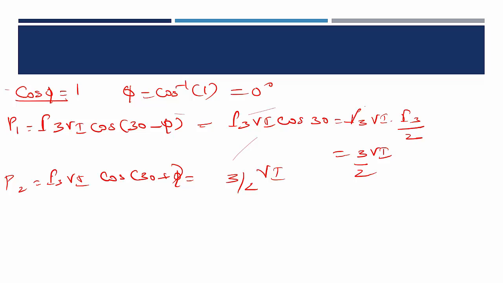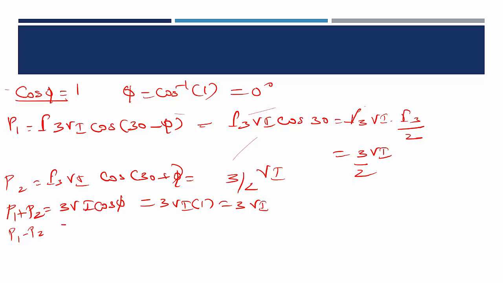Okay, so what is P1 plus P2? P1 plus P2 is nothing but 3 VI cos phi. And cos phi is 0, so cos 0 will be 1. So it is equal to 3 VI. And similarly P1 minus P2 is nothing but root 3 VI sin phi.